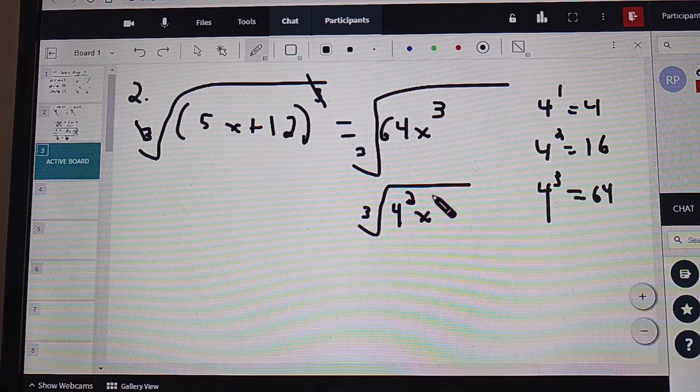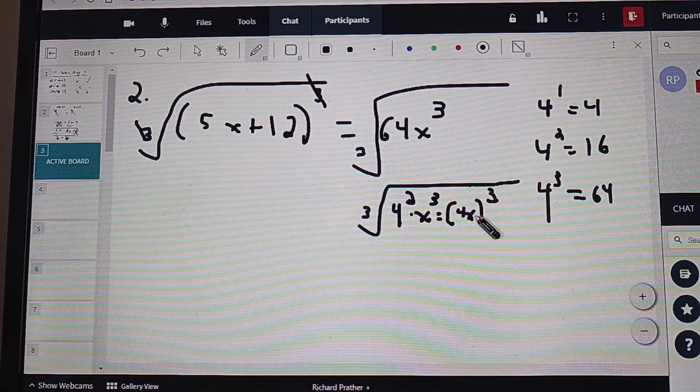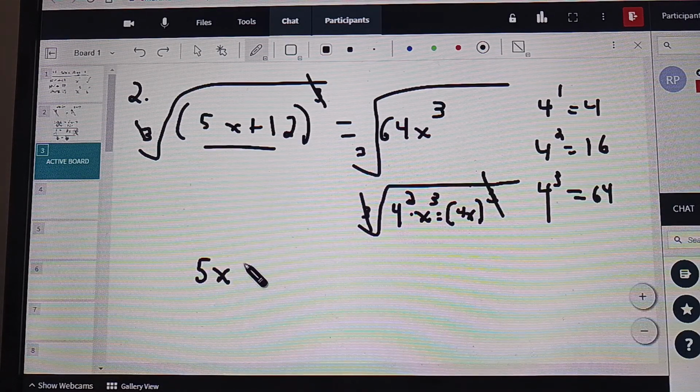x to the 3rd. If things are multiplied or divided together and they both have the same exponent, that's the same as 4x in parentheses to the 3rd. And that's the idea, is it's not going to cancel out unless the whole thing has that same exponent. So this exponent can cancel that one. So we're left with 5x plus 12 equals 4x.